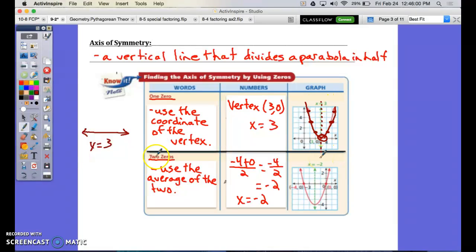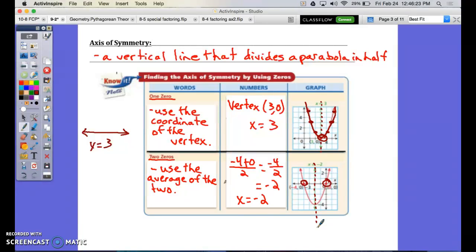If you have two zeros of the function, you're going to use the average of the two. So for example, here's one zero at -4. Here's one zero at 0. -4 plus 0 is -4. You chop it in half. That's what we mean by the average. You're left with -2. Therefore, if you see right here, it is simply in between the two points.